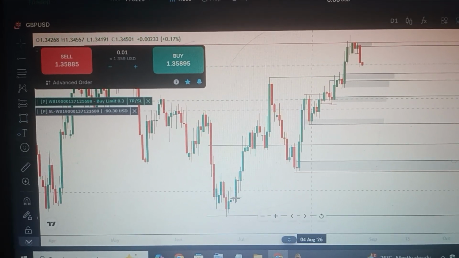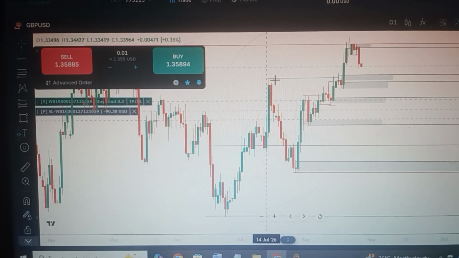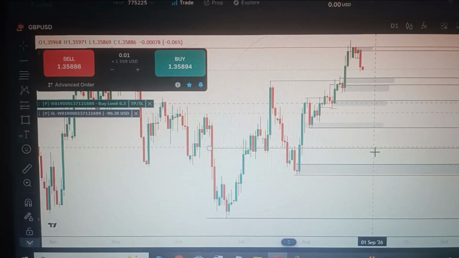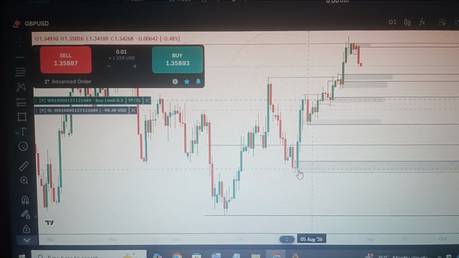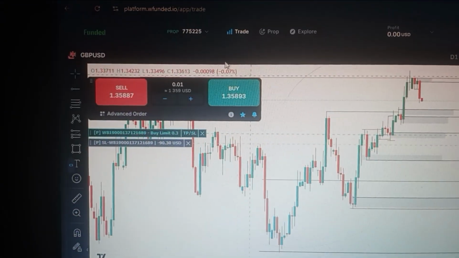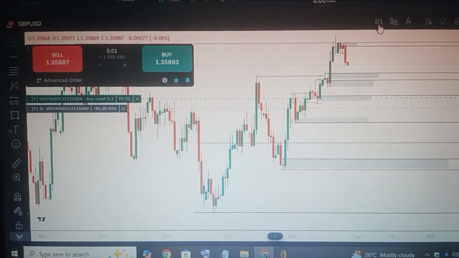The first question is, we have swing high, swing low, swing high. So are we going to wait for price to push back to a more discount level to sell, or are we going to use this structure to trade? Let me illustrate better. Let's go to the lower time frame.